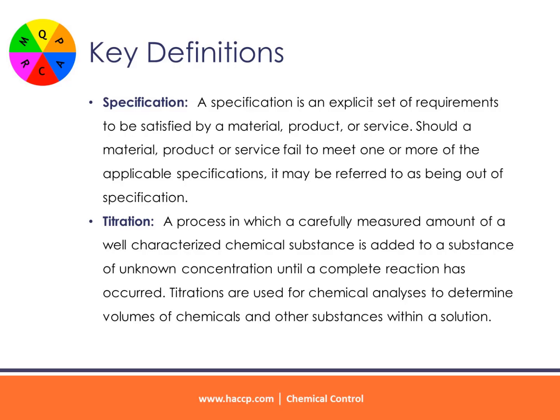Titration. A process in which a carefully measured amount of a well-characterized chemical substance is added to a substance of unknown concentration until a complete reaction has occurred. Titration is used for chemical analyses to determine volumes of chemicals and other substances within a solution.